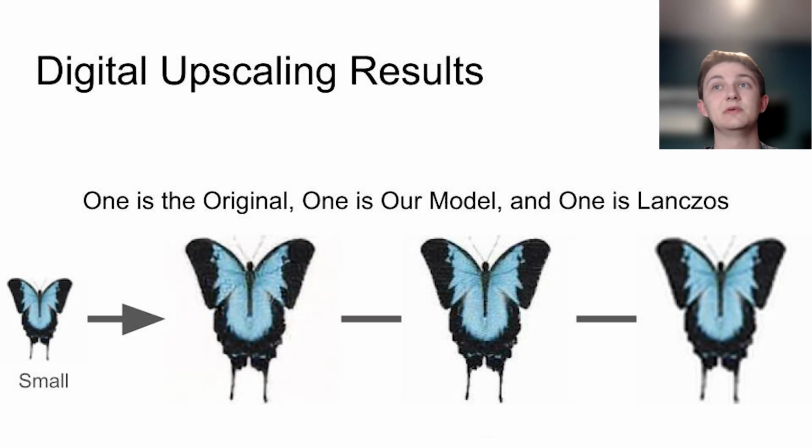Okay, now let's take a look at some of the results that we've seen. So we trained our image upscaling model, and it's working pretty well now. If you look at the images down below, there's a small butterfly, and then there's 3 larger ones. 2 of them were upscaled, and 1 of them is the original. So one's the original, one's from our model, and one's from a standard method, like Lanczos upsampling. So take a minute, pause the video, see if you can guess which one is which.